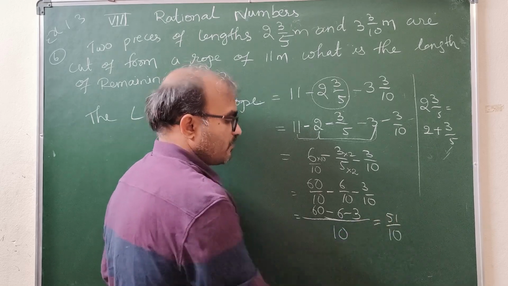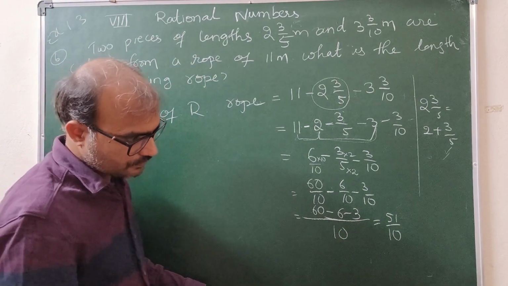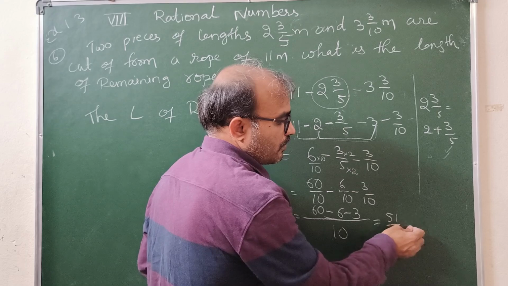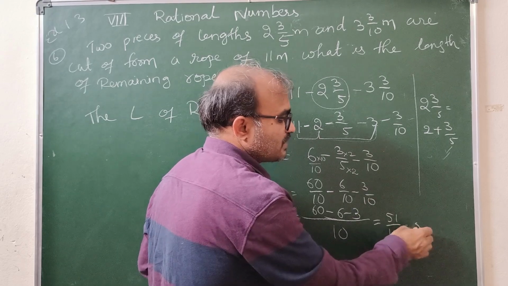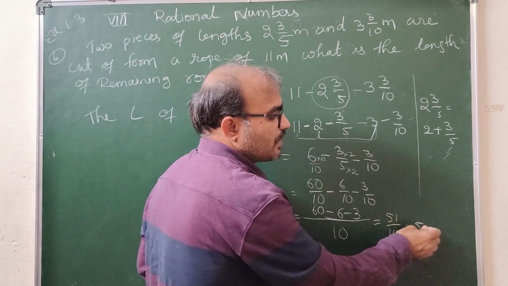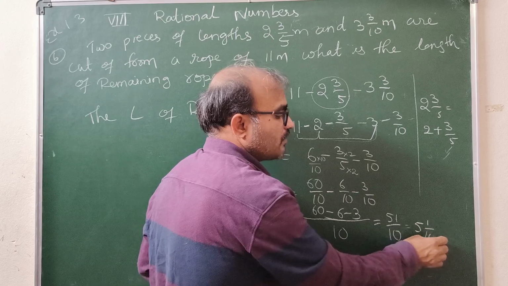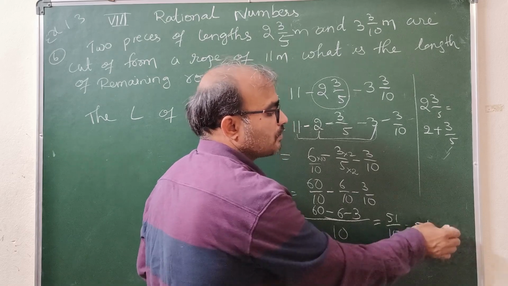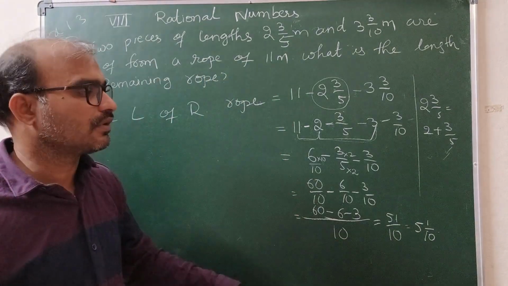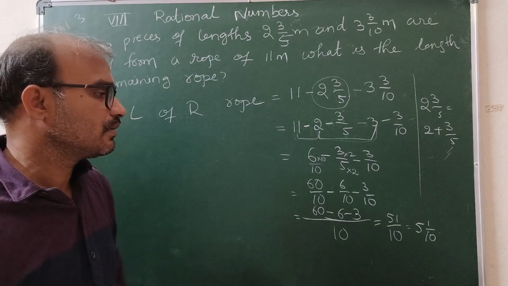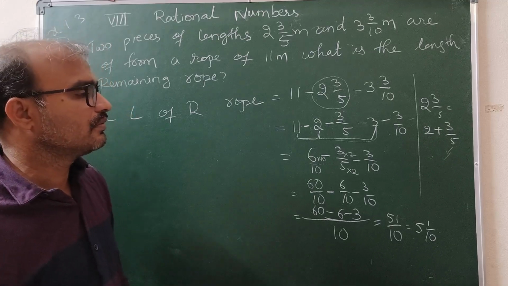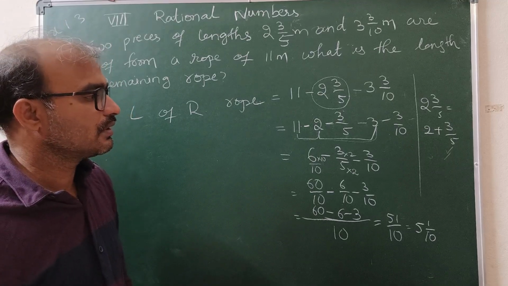51 by 10. 51 by 10 means, you read the 10 table: 10 fives are 50, 1 is remaining, no? That 1/10 will remain. So 5 wholes, 1/10 part of the rope will remain, right? So in that way you have to calculate, right?